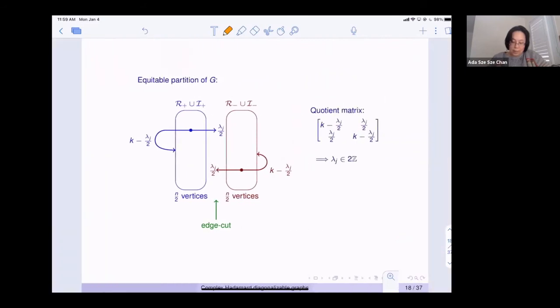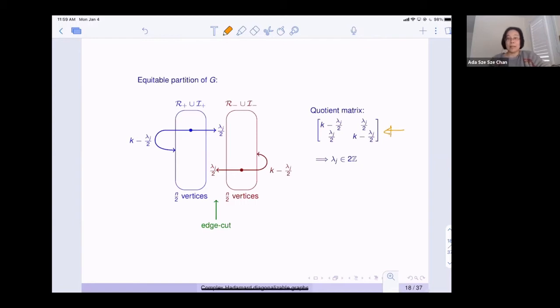And what we see is that if the jth column of the complex Hadamard matrix has entries plus or minus 1 and plus or minus i only, then if we partition the graph, so we throw the vertices that have entry plus 1 and plus i on the blue side, and then we throw the negative 1 and negative i entries on the red side, then we would have an equitable partition. And then this is the quotient matrix.